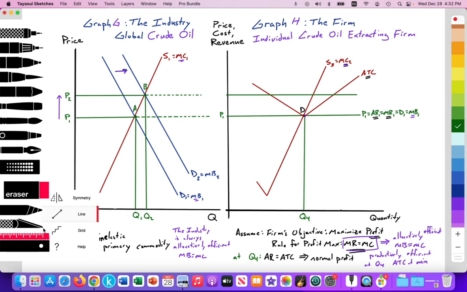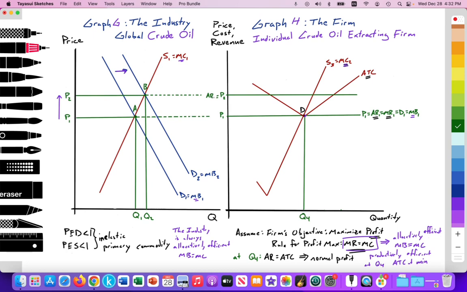All right, so here we have P2. That's equal to average revenue. And we're going to follow that rule of MR equals MC. Let's label this P2. It's equal to average revenue, equal to marginal revenue, equal to demand, equal to marginal benefit. So here's MR. And here's MC. And MR equals MC right at this point. So A, B, C, this is point E.